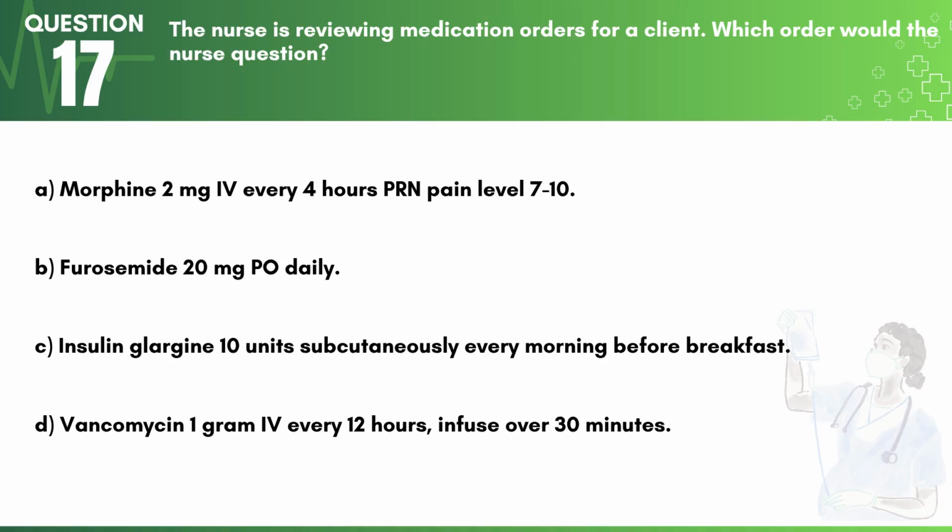Question 17. The nurse is reviewing medication orders for a client. Which order would the nurse question? A. Morphine 2 mg every 4 hours PRN pain level 7 to 10. B. Furosemide 20 mg PO daily. C. Insulin glargine 10 units subcutaneously every morning before breakfast. D. Vancomycin 1 gram every 12 hours, infuse over 30 minutes.